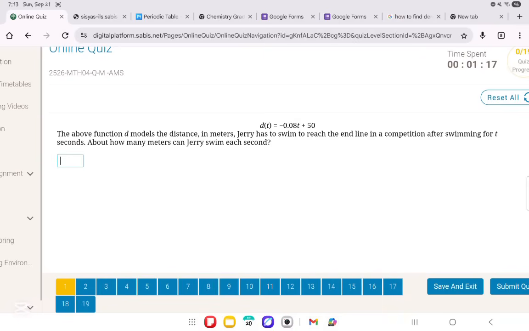It's very easy. The above function D models the distance in meters Jerry has to swim to reach the end line in a competition after swimming for T seconds. About how many meters can Jerry swim each second? So they told us that Jerry is at this position and he needs to swim to the finish line, which is at 0 meters. That means Jerry is at which position? He is at position 50.